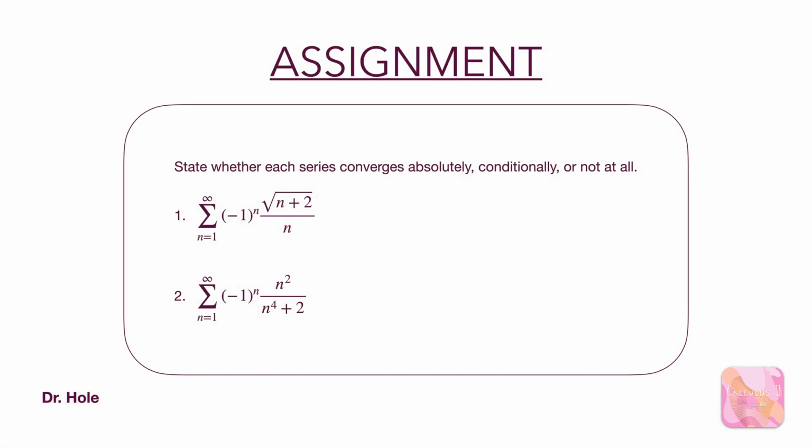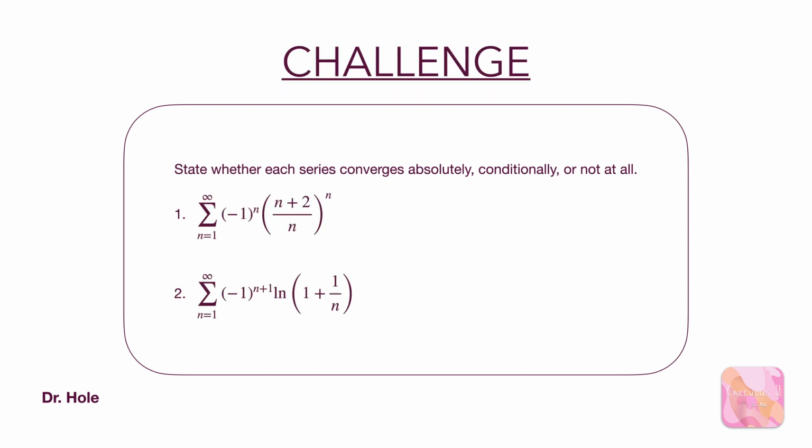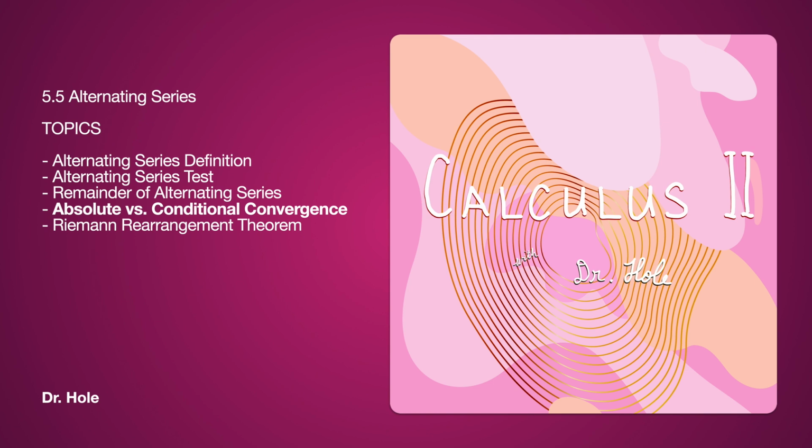All right, so here are some examples for you to play around with. You have three choices: AC, CC, or diverges. Very good. And then here are some challenge problems. Same situation. Do the given series diverge, converge conditionally, or converge absolutely? Excellent. So that is absolute versus conditional convergence.